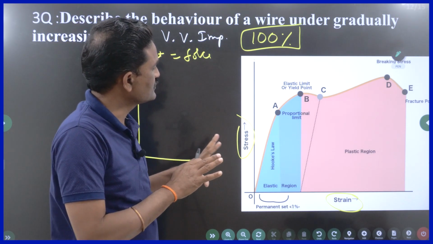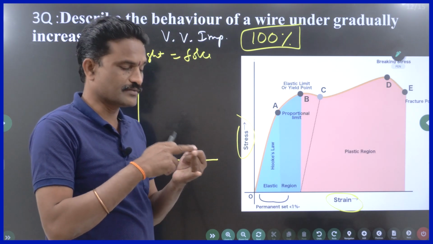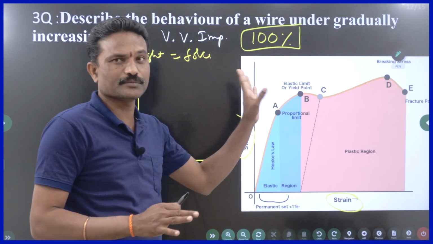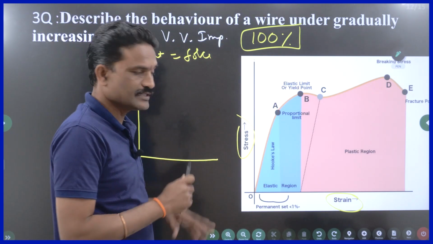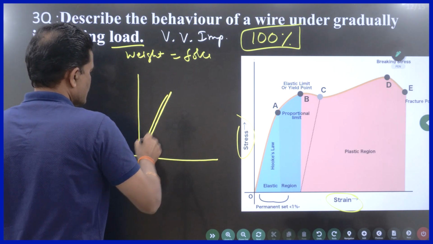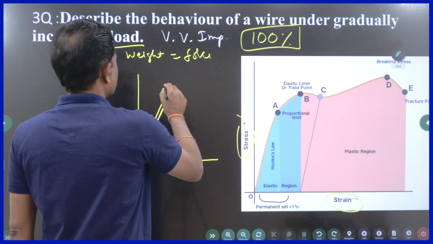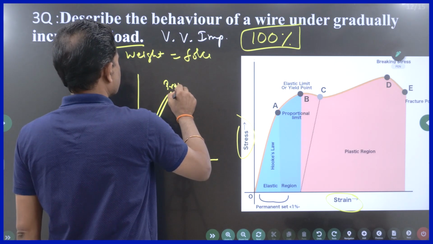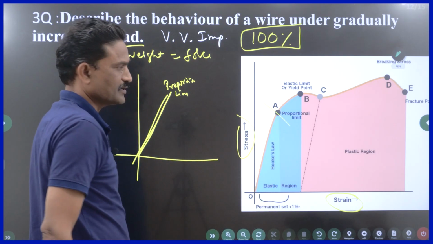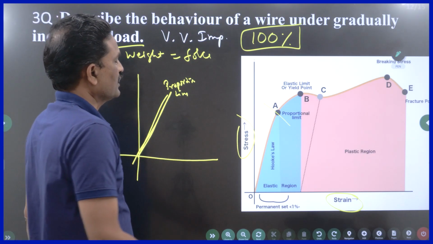It's a generalized graph. If you have some metal, or a rubber band, or some other material, for all materials you won't get the same graph. This is a generalized graph. So in the initial part, you have the y is equal to mx graph. From O to A, this is called the proportional limit or proportionality limit. Up to A, Hooke's law is followed. After A, at some point, you have the elastic limit.